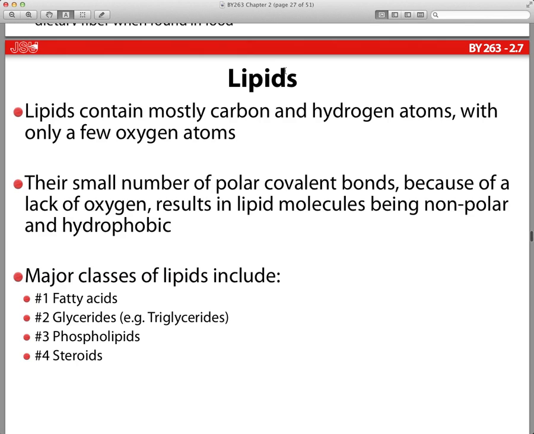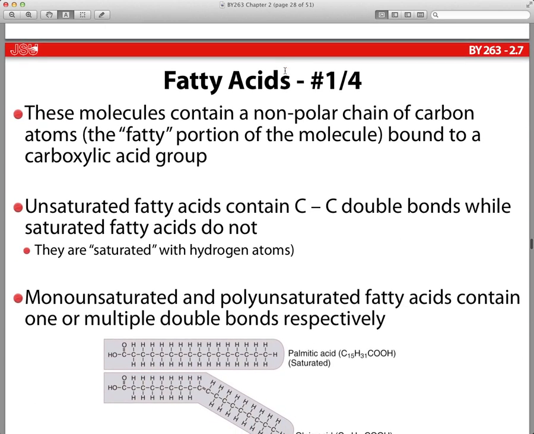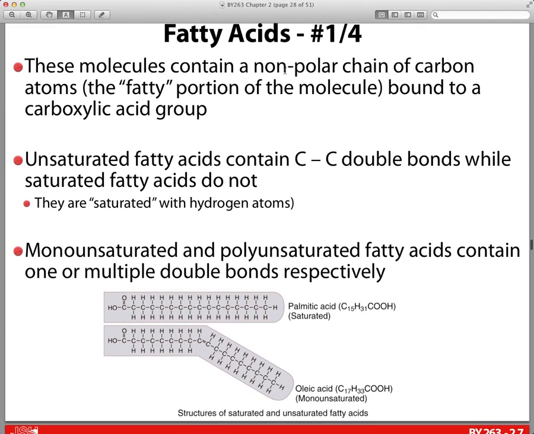Okay, come to lipids. We're missing a lot of oxygens here, aren't we? What does that mean? That means lipids are non-polar. That's really important when we talk about the phospholipid bilayer membrane. So fatty acids are non-polar.